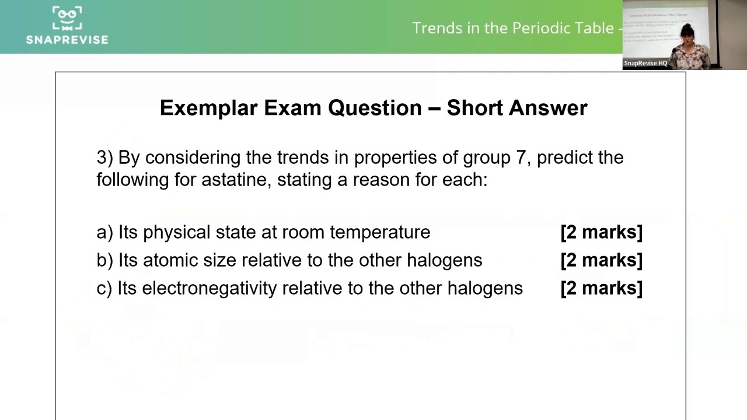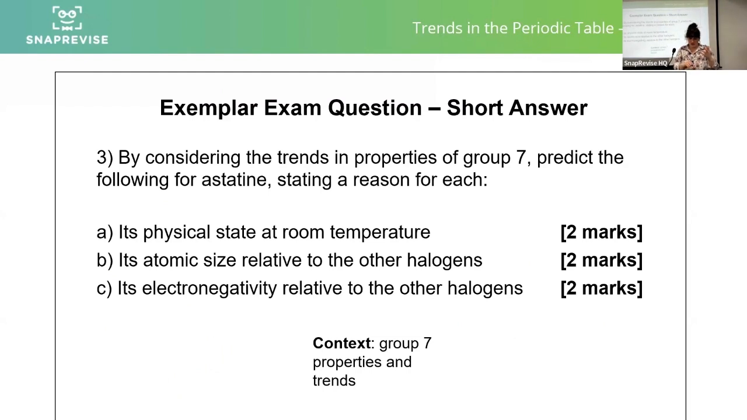Exemplar exam questions is a short answer. By considering the trends in the properties of group 7, predict the following for astatine, stating a reason for each. So what's the question about? The context is properties of group 7. So in my head, I'm thinking group 7 properties, right? What do I know about that?